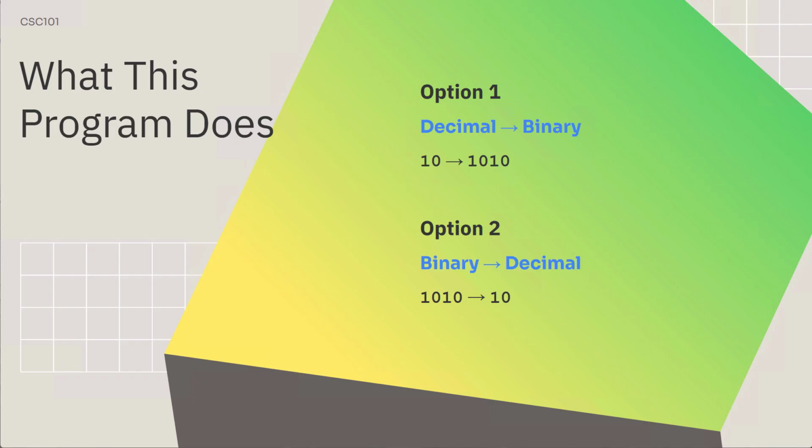So this program specifically is going to present a menu to the user, and if they select the first option, they'll be able to convert a decimal number to a binary number. And the second option would be the inverse. They would enter a binary number and that would get converted to a decimal.